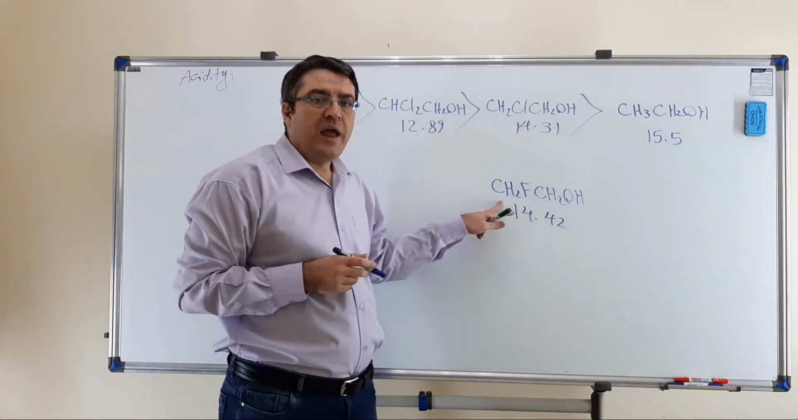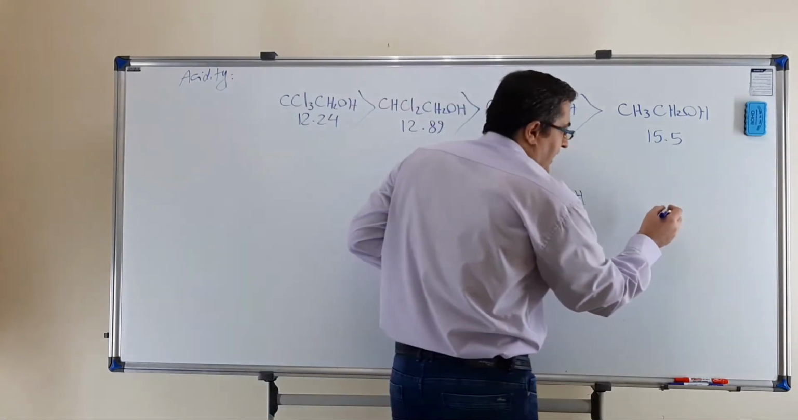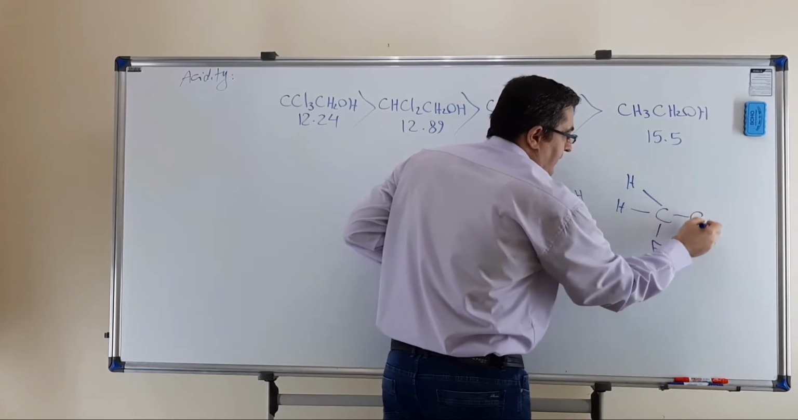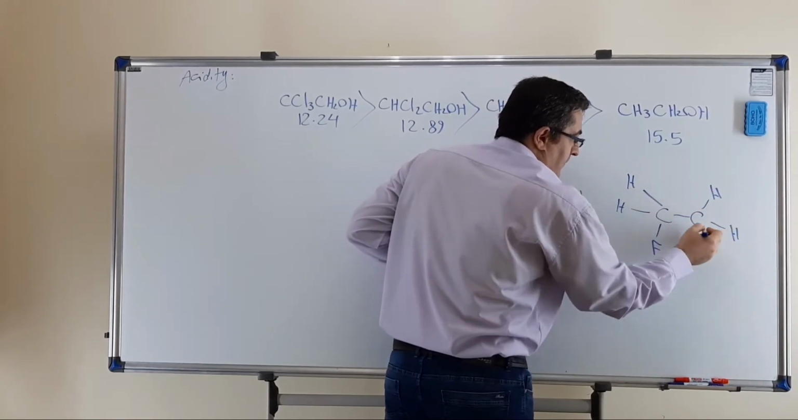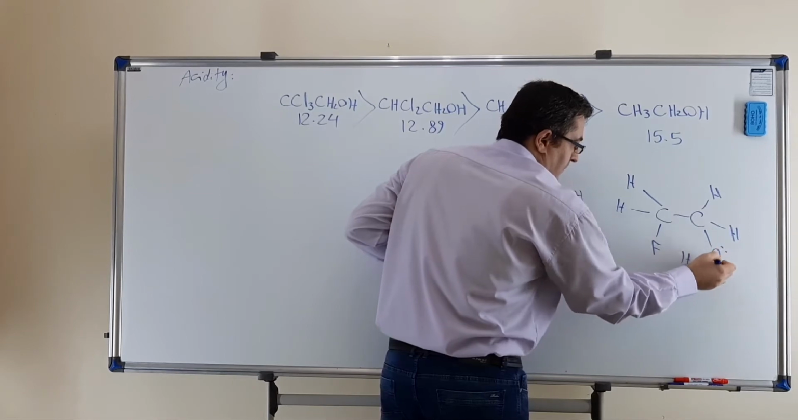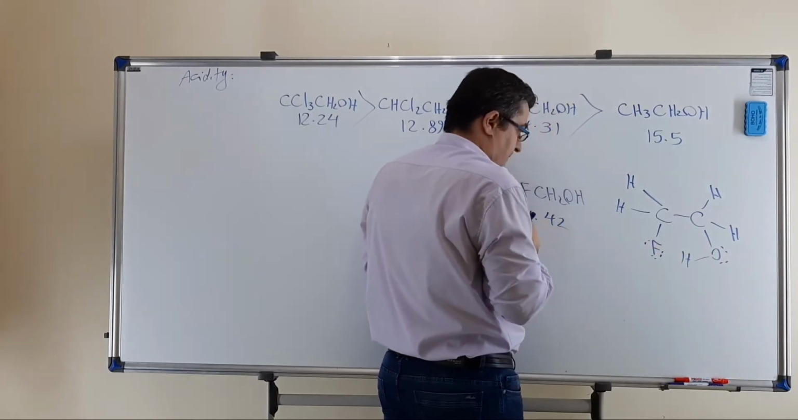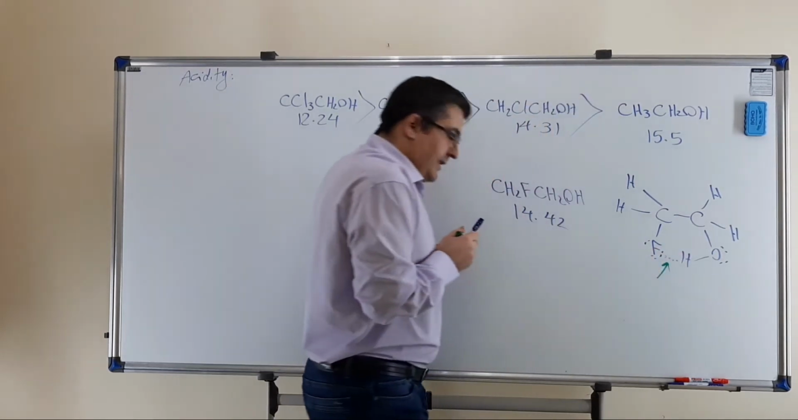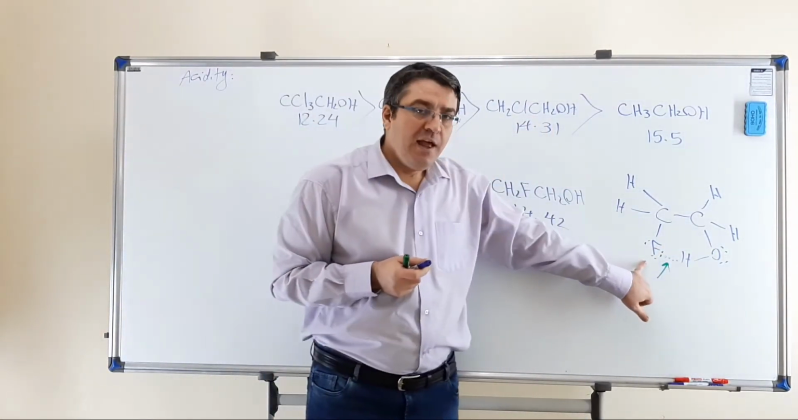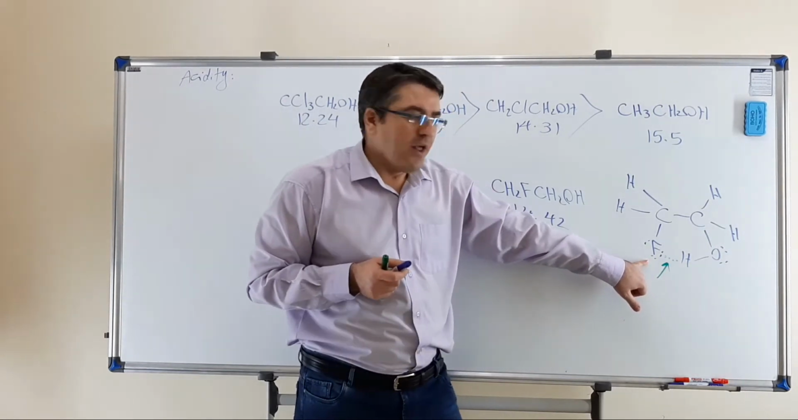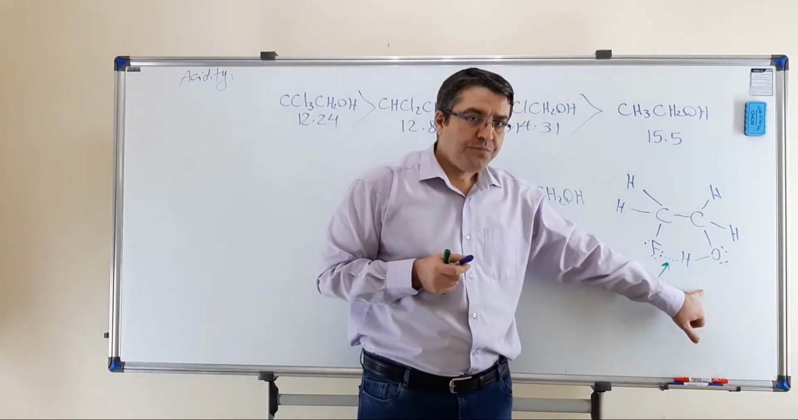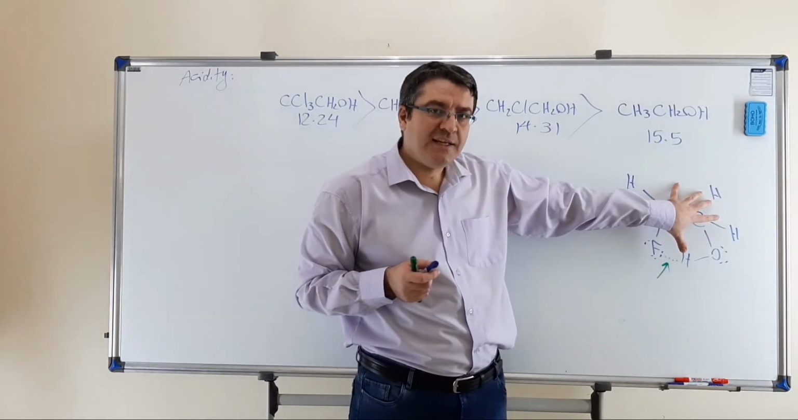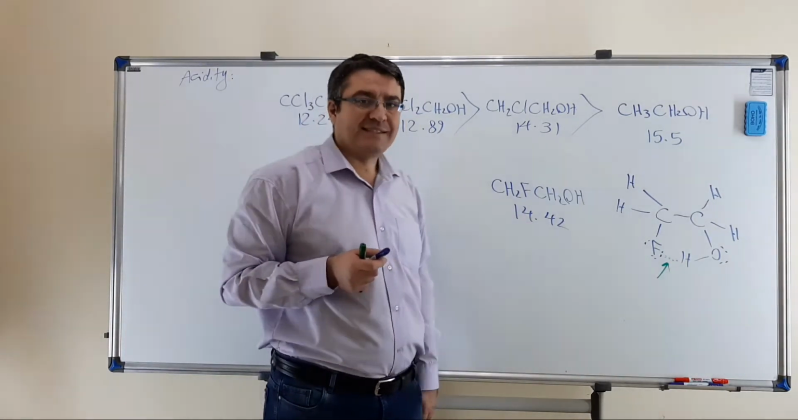In 2-fluoroethanol, we can have intramolecular hydrogen bond in this way. Hydrogen bond between the fluorine atom and hydrogen of the OH group stabilizes this species, the conjugate acid, and therefore reduces its acidity.